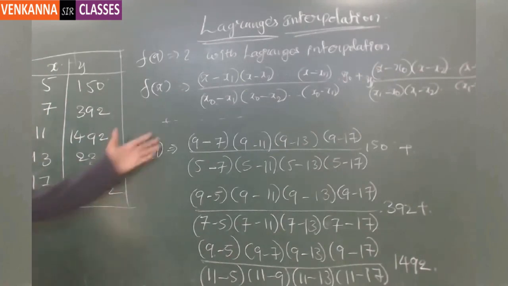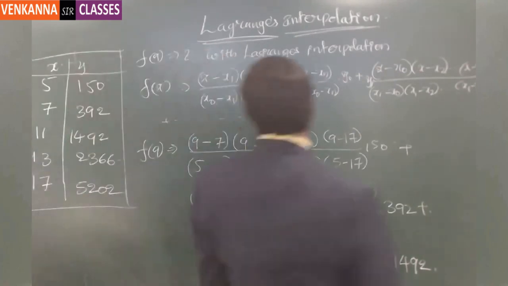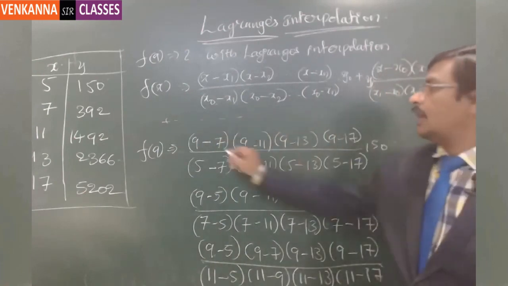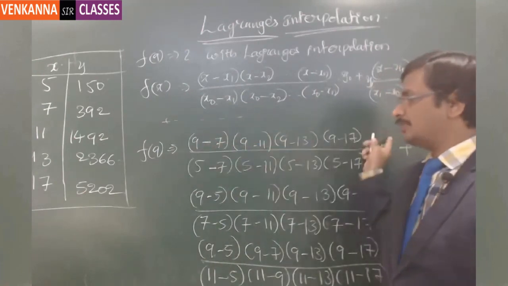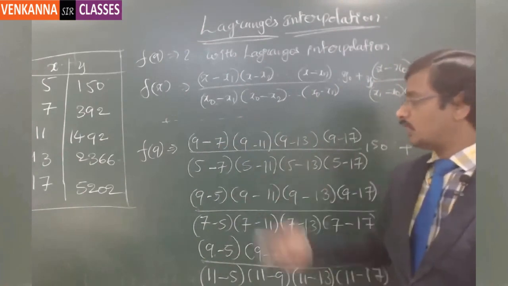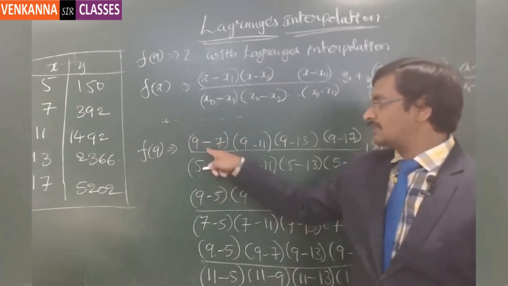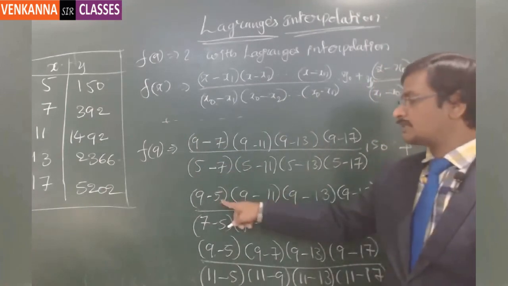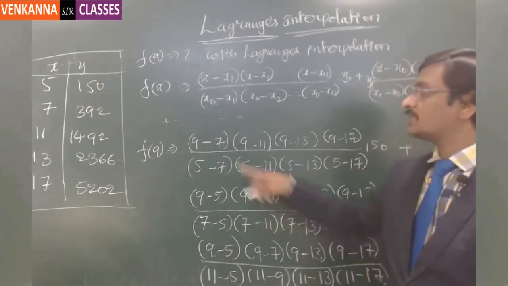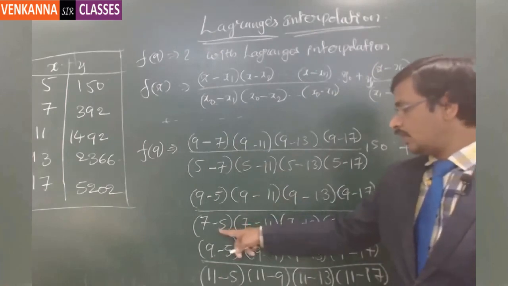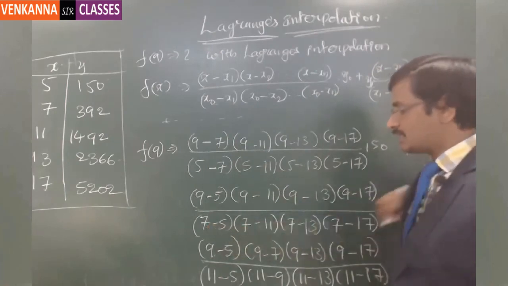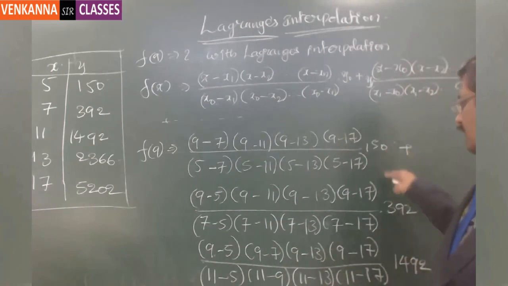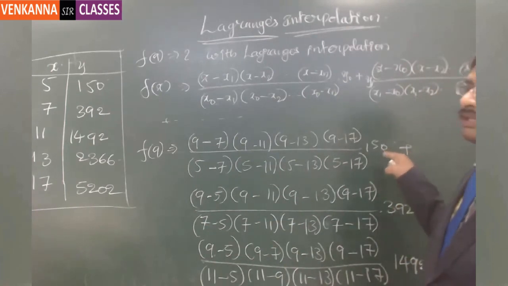I hope you understood how I have written this. In the numerator, this always starts with 9, leaving one point, and the rest of the values will be there. And in the denominator, whatever is left, that is 5 in this case, that is 5 minus the rest of the values. And here also 9 minus all the values except the second one, 7. So in the denominator, 7 minus the rest of all the values. Then at the end you have to multiply by the corresponding y value.